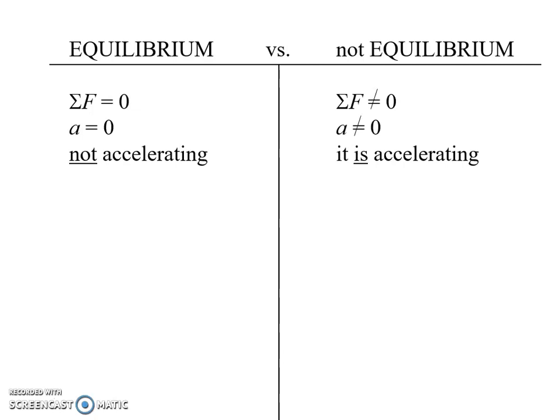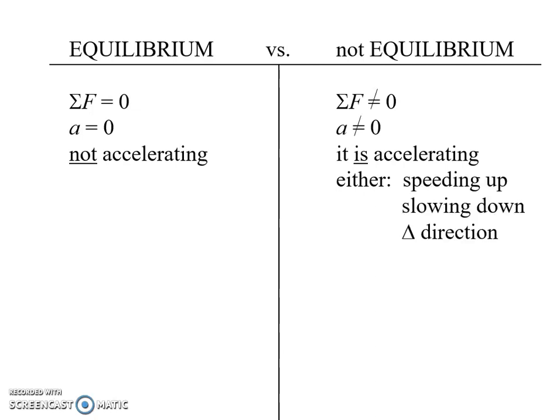So going back over to the not equilibrium situation, if it is accelerating, what could it possibly be doing? Maybe you want to pause the video and think that through. Well, hopefully you know there are 3 things it could possibly be doing. If it is accelerating, it's either speeding up, slowing down, or changing direction, or maybe even a combination of these things. In other words, the velocity is changing. If it's not equilibrium, something about its motion is changing.